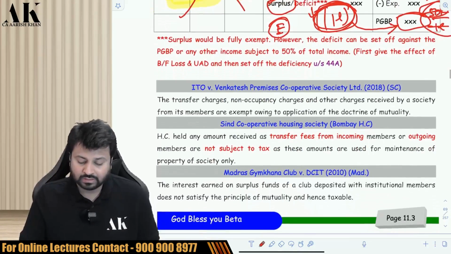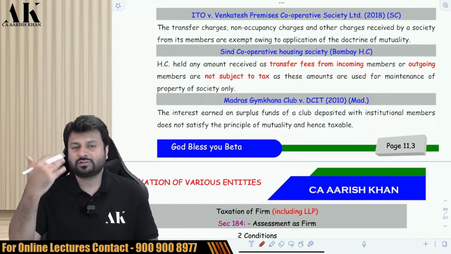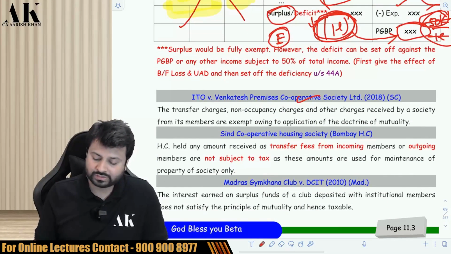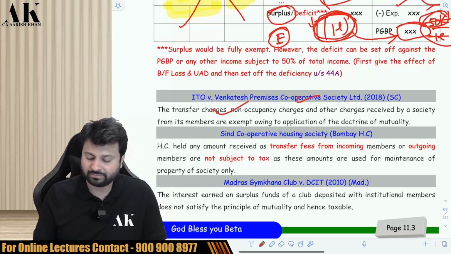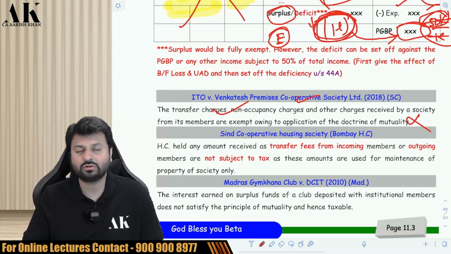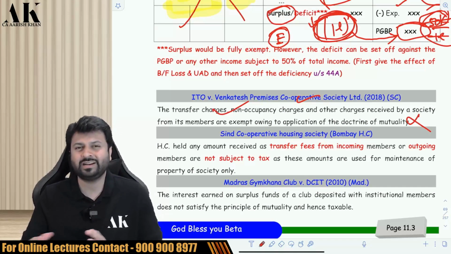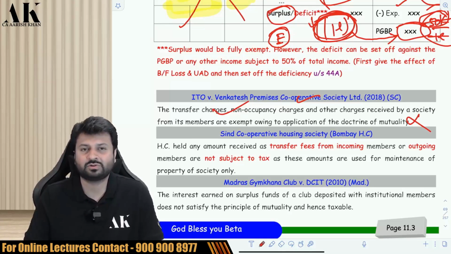Now, there are certain small case laws which are based on mutuality only. There was one society which was taking some transfer charges from the members. Is it subject to tax? No, it is exempt. There is a concept of mutuality applicable over here. Society and members are one and the same thing here. It will not be subject to tax.